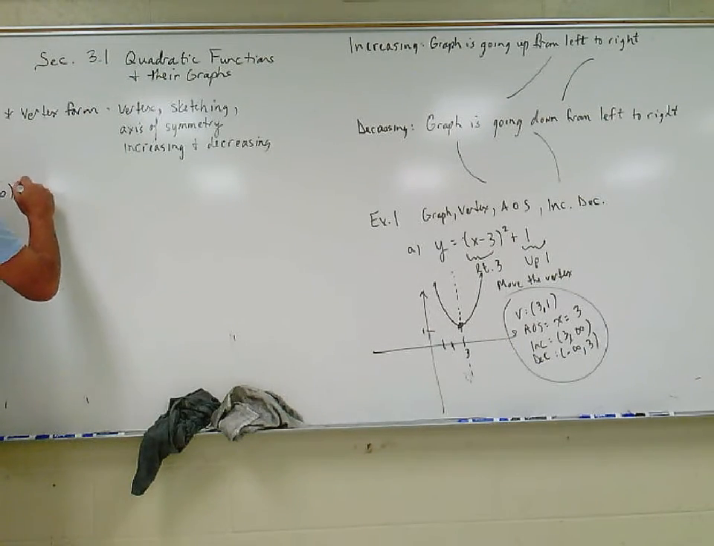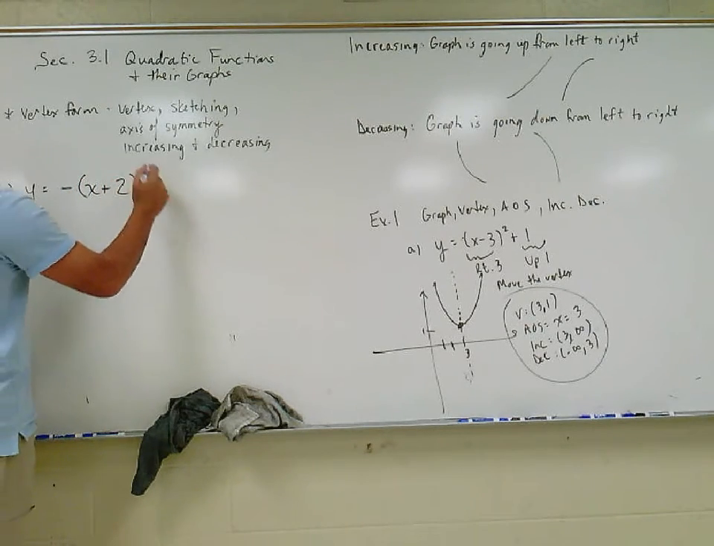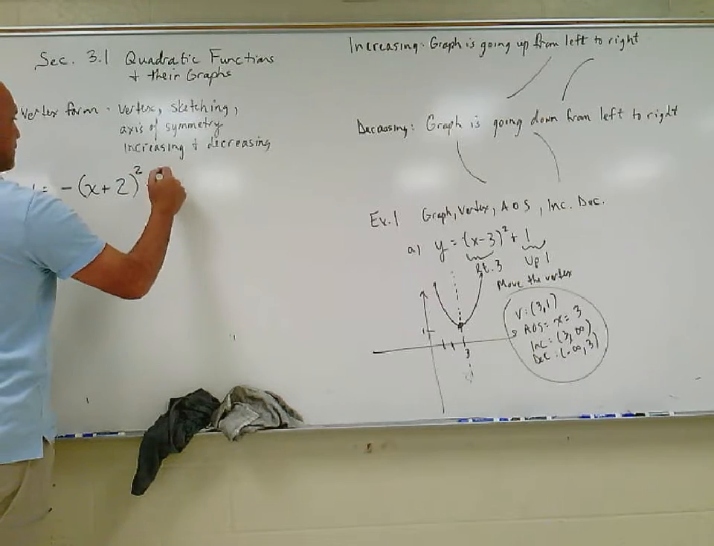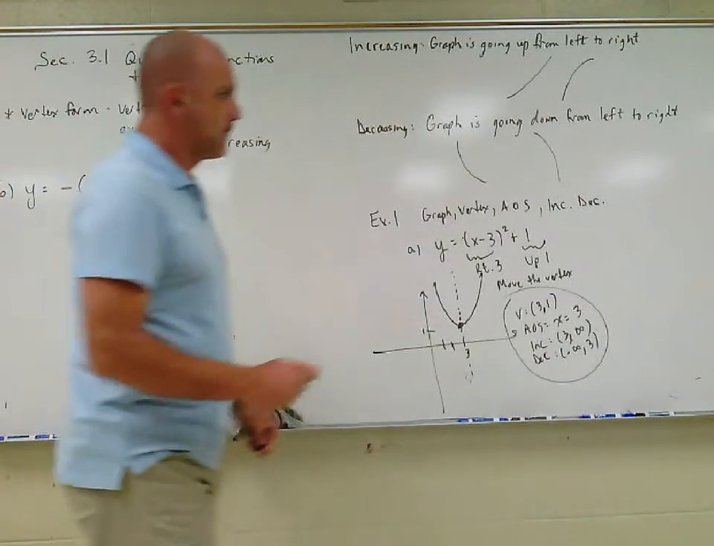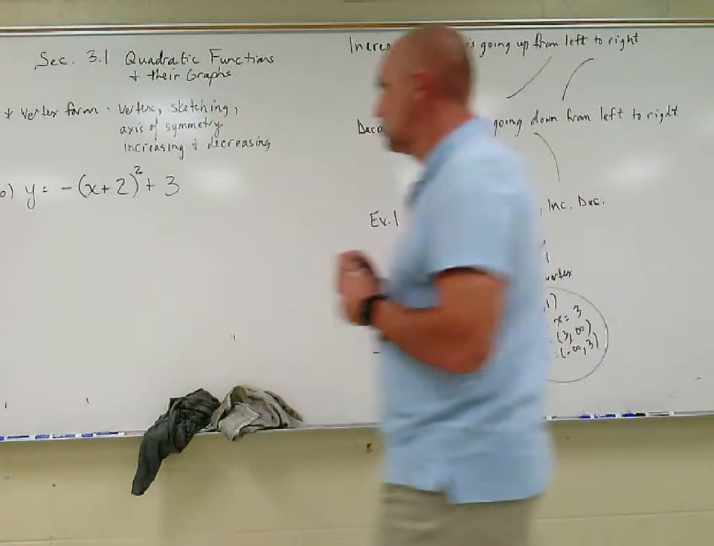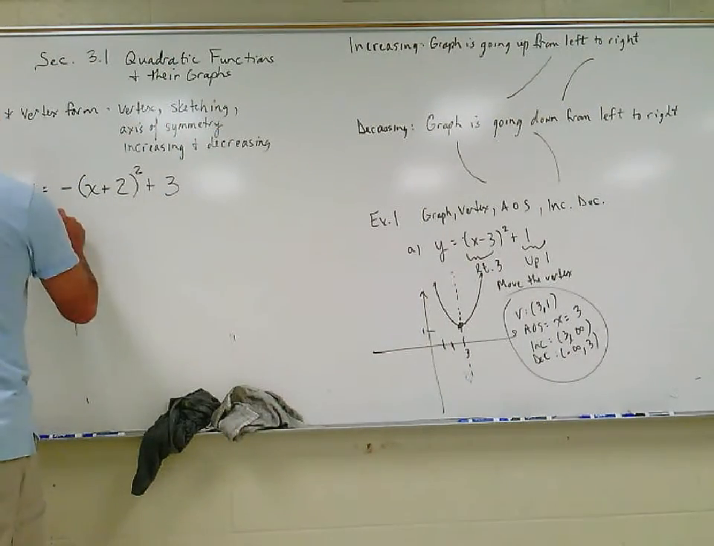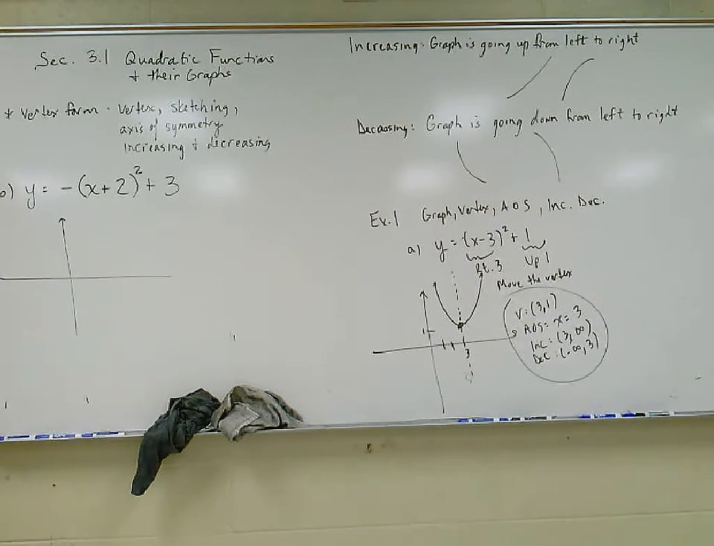So let's say we've got same example 1, negative (x plus 2) quantity squared plus 3. Okay, so we know the negative in front is going to cause it to flip across the x and open down. Okay. So I would graph it first and then find my vertex, find my axis of symmetry, and see where it's increasing and decreasing.